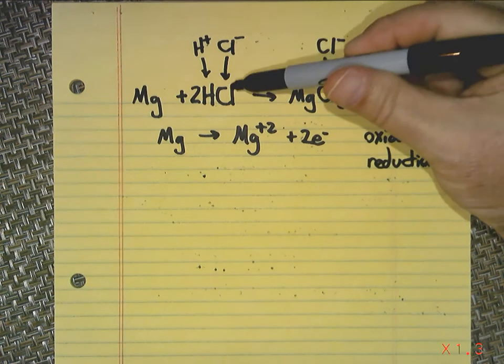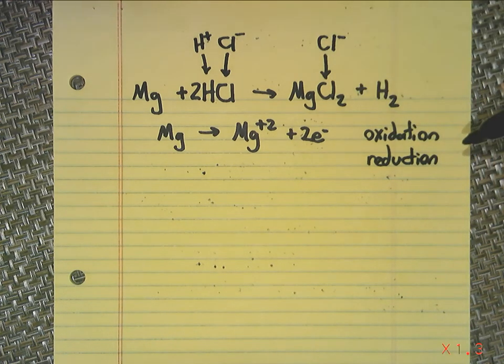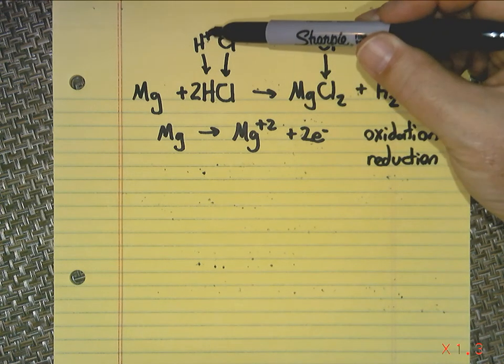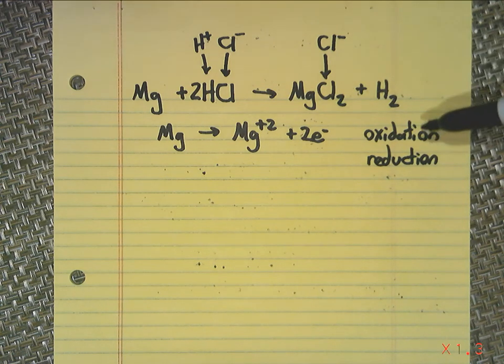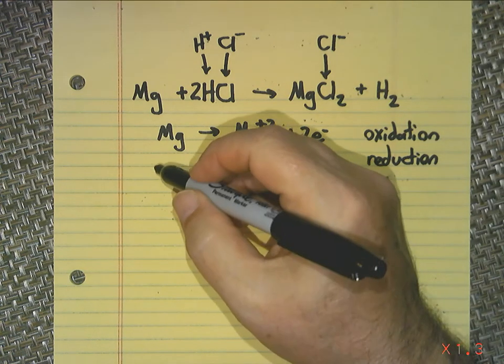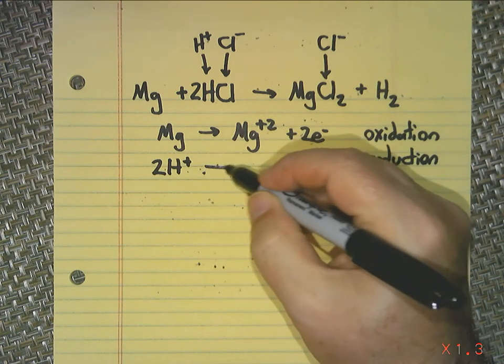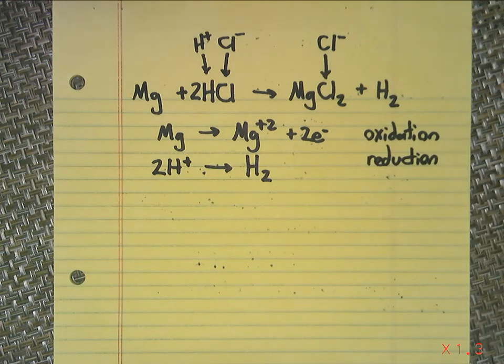Now, it looks to me like the chloride doesn't really change charge going across, so it's not really participating in this reaction. But the hydrogen is changing charge, because here it has a +1 charge and here it has a 0 charge. So that's the reduction. I start out with 2 hydrogen ions, and that is going to an H2.